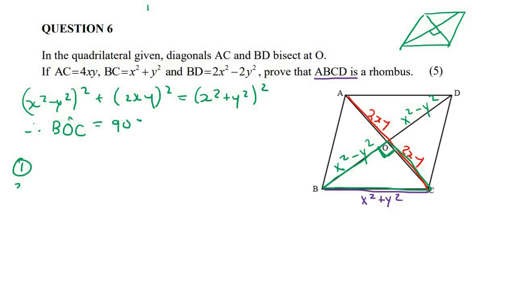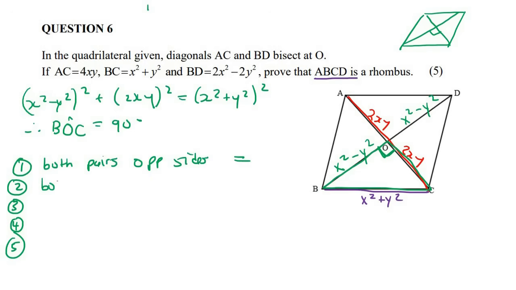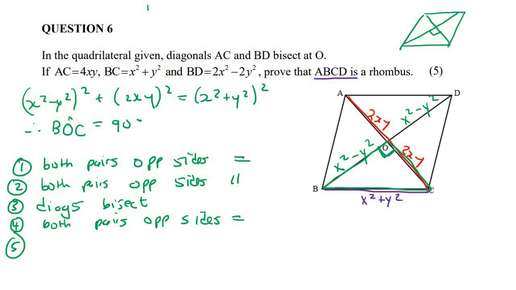Okay, so there are 5 different ways to show that something is a parallelogram. Number 1, you would have to show that both pairs of opposite sides are equal. You could also show that both pairs of opposite sides are parallel. You could also show that the diagonals bisect each other. And then the last one is you could say that one pair of opposite sides is equal and parallel.